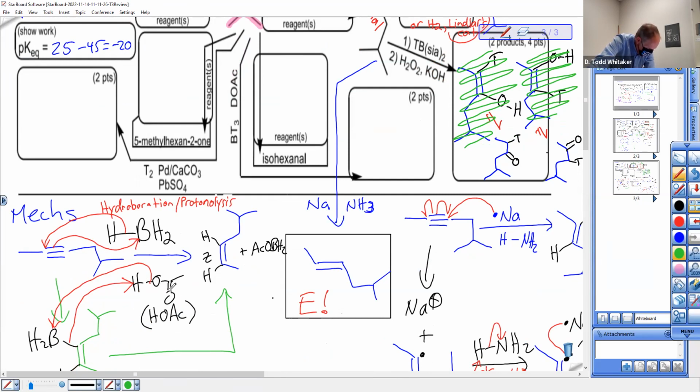Well, what happened when it was BH3 and HOAC? Because it's the same molecule, right? It's the same molecule. We're going to put a B here and an H there, and then the B becomes an H. But these are going to be TD, sin. TD, sin. Two points. I should have written two products.